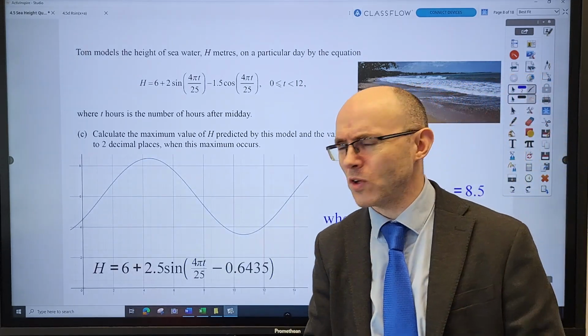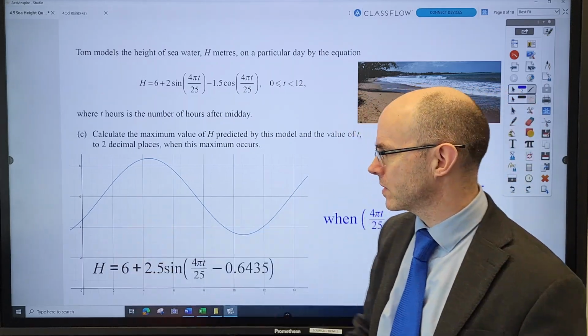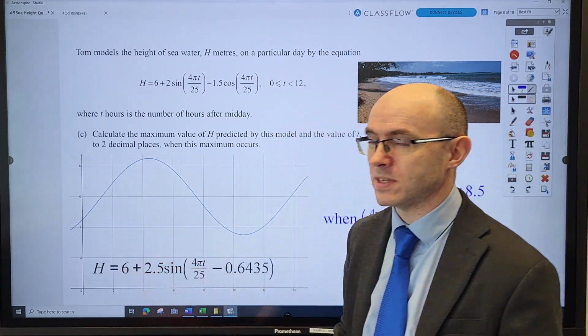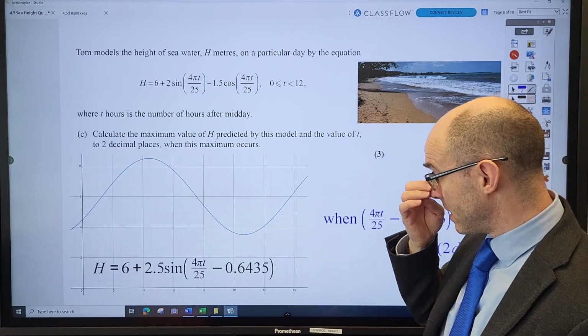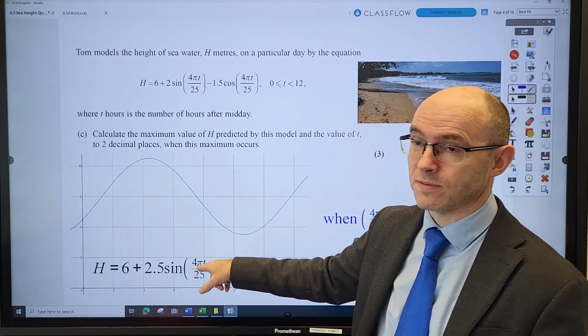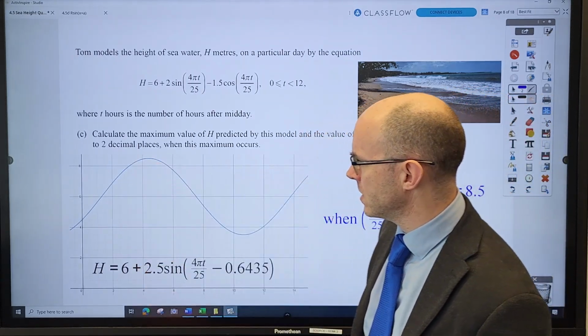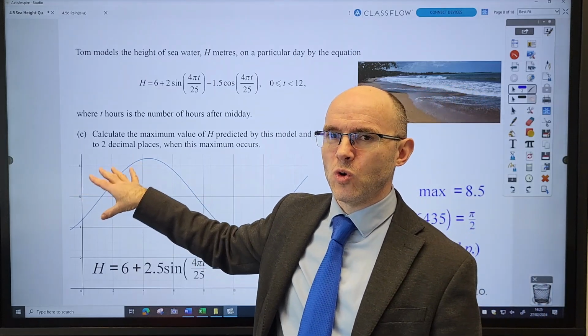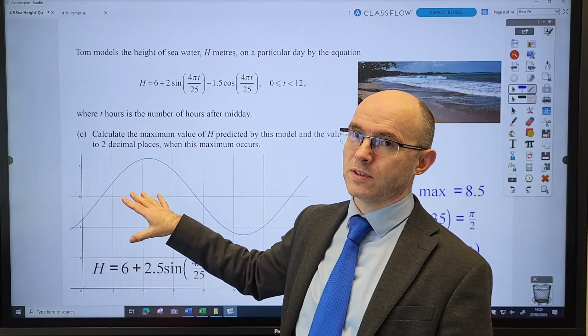Oh, sorry, I almost forgot this bit. That's what it looks like in terms of a graph. I also put this graph as well. Notice it looks exactly the same, except we've just got 4 pi t over 25 instead of theta, and the whole graph's been shifted upwards. There's your model for the tidal height.